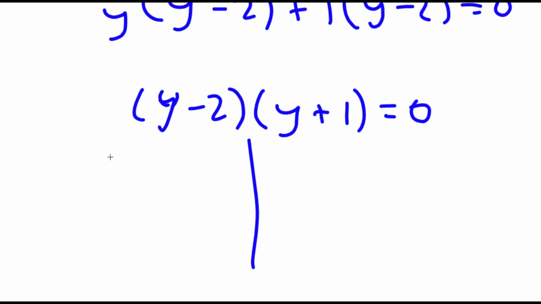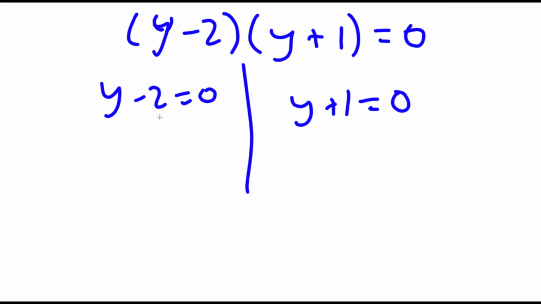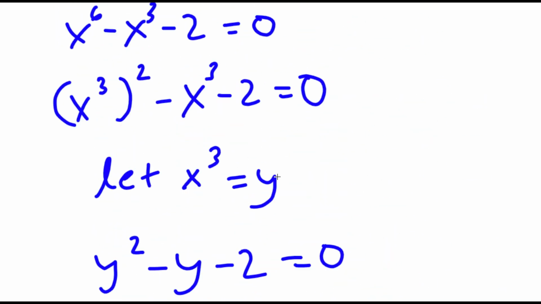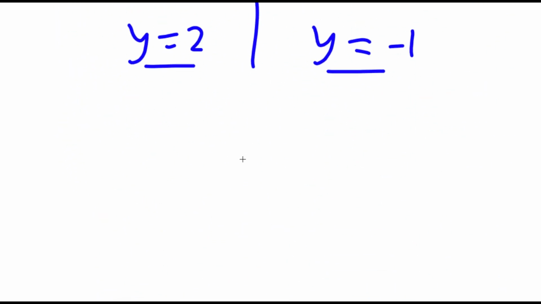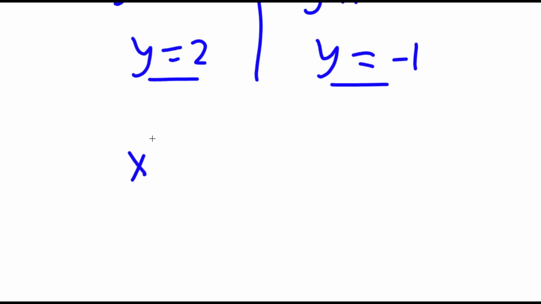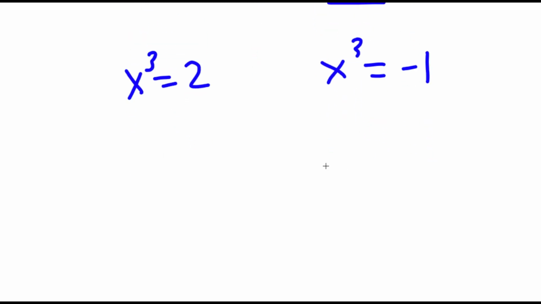So this gives me two equations. y minus 2 is equal to 0 and y plus 1 is equal to 0. For y minus 2 equals 0, y equals 2, and for y plus 1 equals 0, y equals negative 1. Now remember how we let x to the power of 3 equal y. So now I have x to the power of 3 is equal to 2, and x to the power of 3 is equal to negative 1.